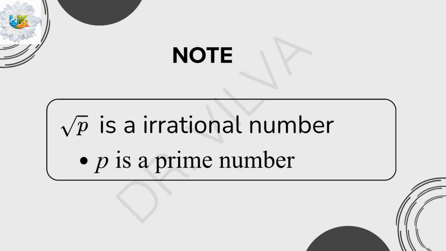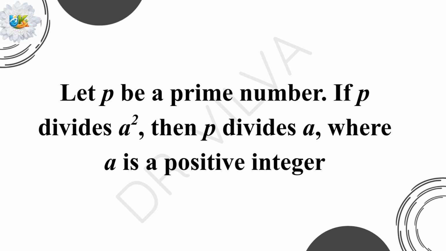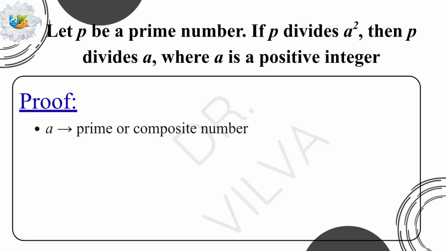First, we are going to prove that the square root of a prime number is irrational. To do this, we will use the fundamental theorem of arithmetic. Before we begin, we need to prove a theorem which states if p divides a square, then p divides a. We will examine the proof for cases where a is either a prime or a composite number.